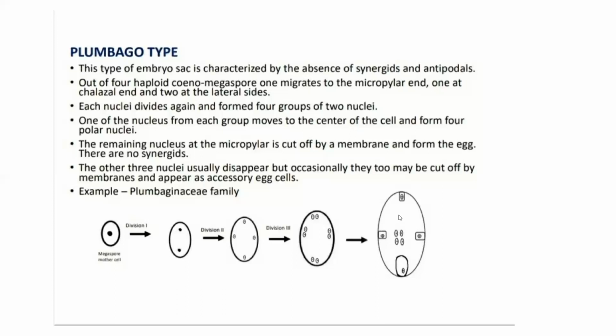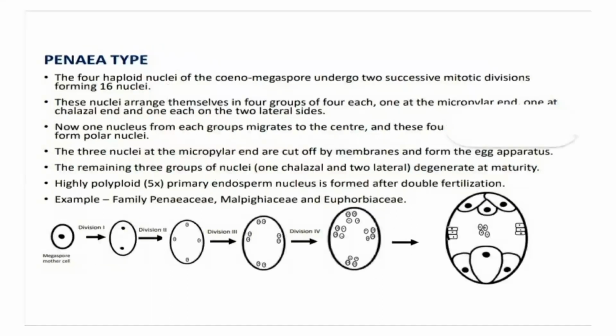The nucleus at the micropylar end forms the egg, and the remaining 3 nuclei become cellular and form the parietal cells, which degenerate. The chalazal end undergoes 2 mitotic divisions, and 3 antipodals are formed, and these will also undergo mitotic division. Otherwise, these 2 are also mingled with this side, so 2 are treated as synergids and 1 is the egg cell. So that is the Plumbago. And Penaea type. In the Penaea type, it is found in the Euphorbiaceae and Malpighiaceae families.